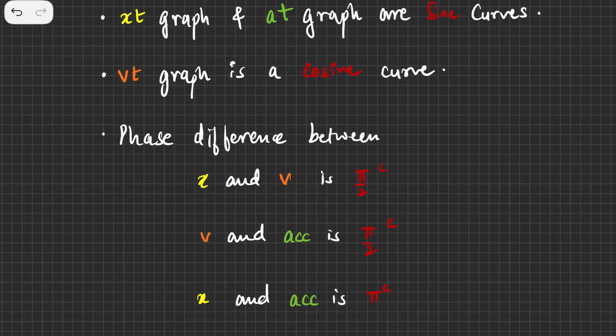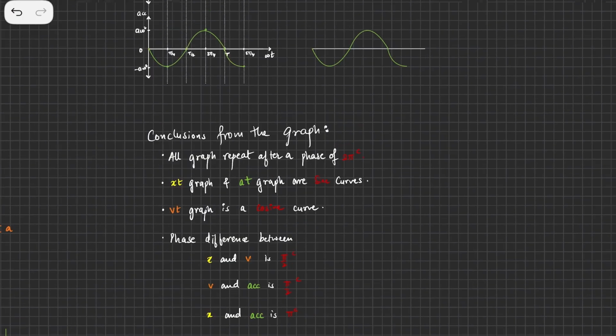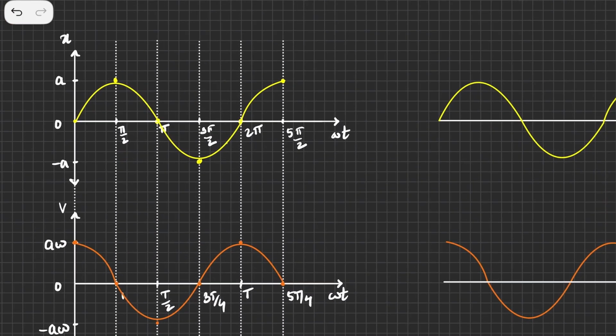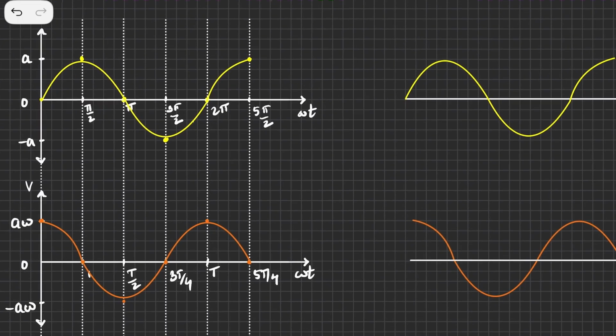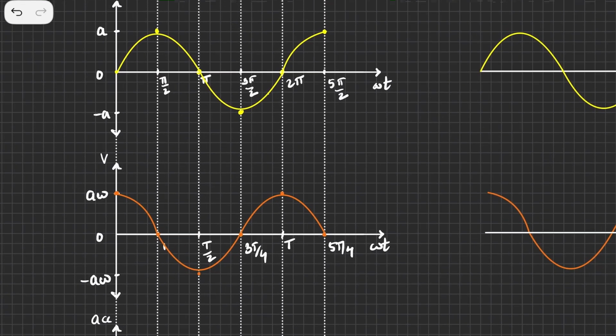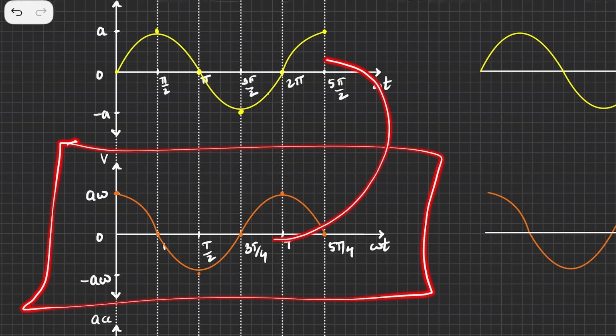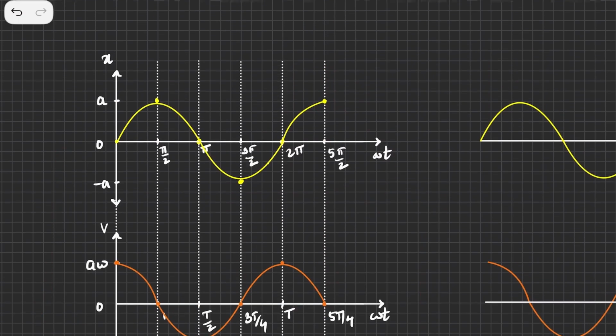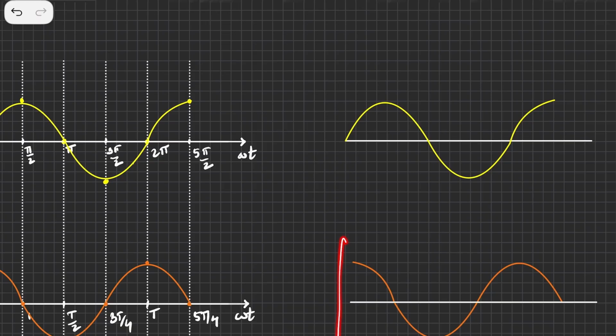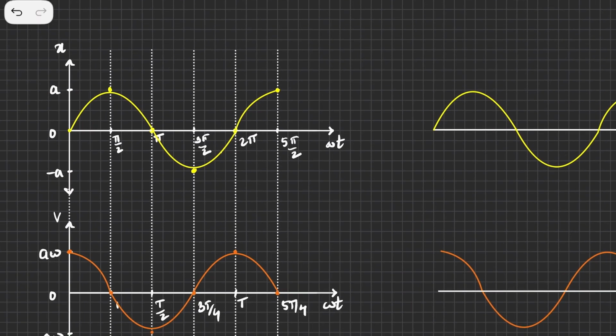Now this is the most important point, that is the phase difference between displacement and velocity is pi by 2, velocity and acceleration is pi by 2, and displacement and acceleration is pi. Now how do you do this? So for that, what we are going to do is we are going to cut the velocity time graph, and we are going to paste it on the displacement time graph. So if you see this orange curve, I have already cut that graph, and I am going to paste that on the displacement time graph.